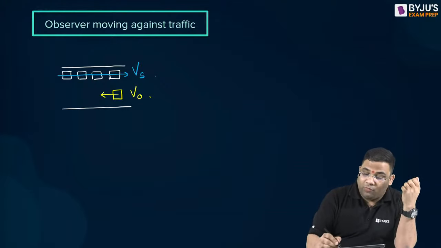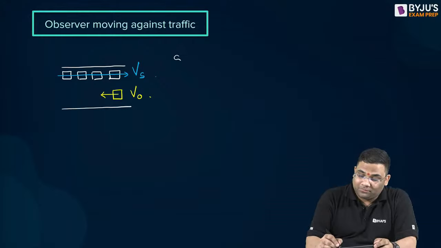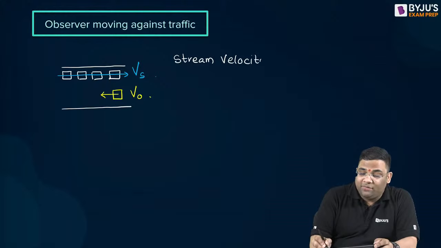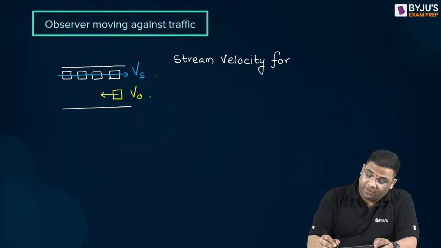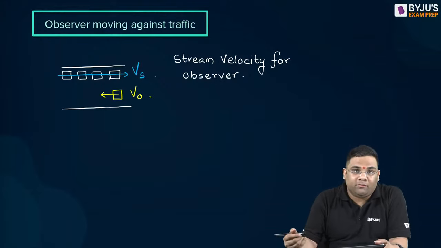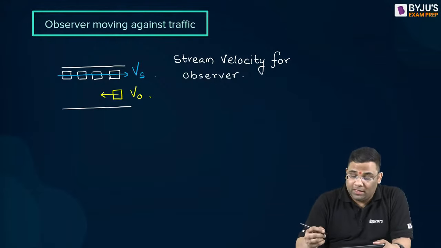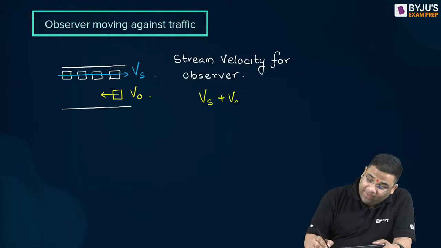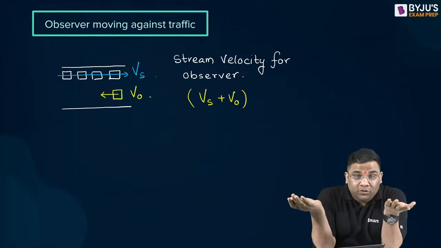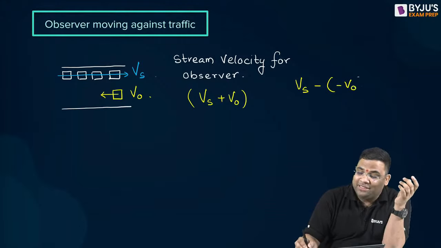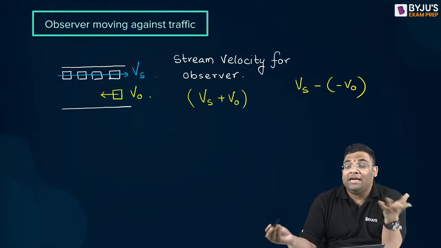Now tell me what will be the stream velocity for the observer? Yes, it will be Vs plus V naught. Relative velocity, when they are moving in opposite directions, will be added. Or I can say it is Vs minus of minus V naught. This is the concept of relative velocity.